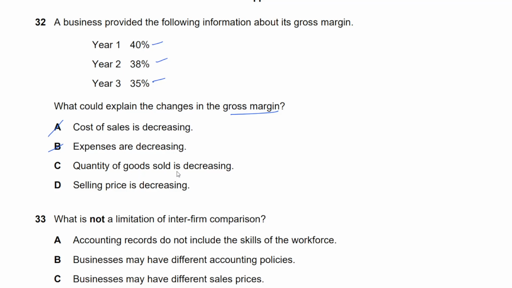Quantity of goods sold is decreasing. Quantity is not a problem here, right? It's the profitability that's changing. So if we sell 1,000,000 pieces at the same price, at the same cost, your margin is not going to increase or decrease, right? If you sell 1 piece or 100 pieces, the quantity doesn't affect your ratios. The price itself does. If your selling price is falling while your cost is not, that means you're making less and less profit on each product, on each piece, right? So this is the right answer.